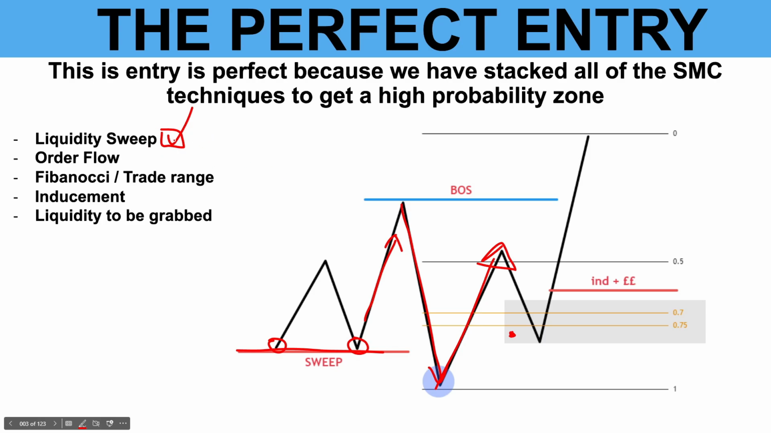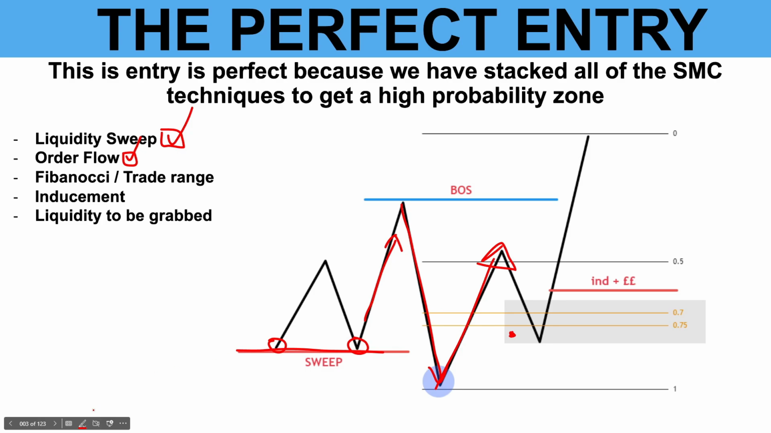So this is the first technique that we can use to understand that smart money is getting involved, and this is going to become a high probability setup. So look to the left of your zone. Once you've identified your zone, look to the left of it and see if you can spot a liquidity sweep which happened recently. So the next thing we look out for is order flow.